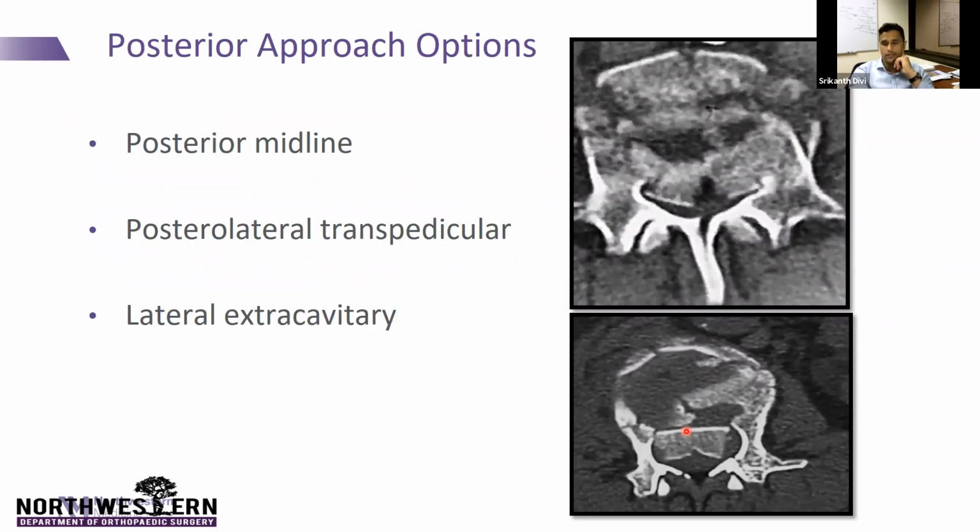Finally, the posterior approach is going to be your main workhorse approach. You can directly decompress. You can get distraction across the segments to get some indirect decompression. You can do transpedicular decompression to get all the way to the anterior column. And then finally, in the thoracic spine, you can do lateral extracavitary approaches. So take down part of the rib, go very lateral, and get significant access to the spine to reconstruct the anterior column from the posterior aspect.